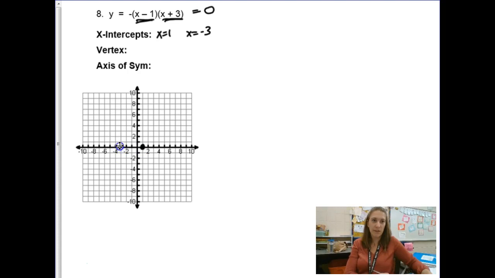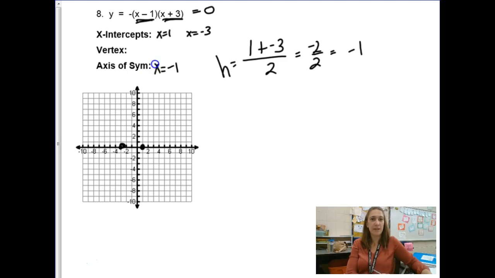1 and negative 3. And I know for my vertex, the halfway point would be when I add them together and divide by 2. So that's negative 2 over 2, which, remember, we're finding the h here. So negative 1. So the axis of symmetry is x equals negative 1. My vertex, the x value is negative 1. Those of you who are more visual, negative 1 would make visual sense for being the middle of these 2 points. But we're not done.